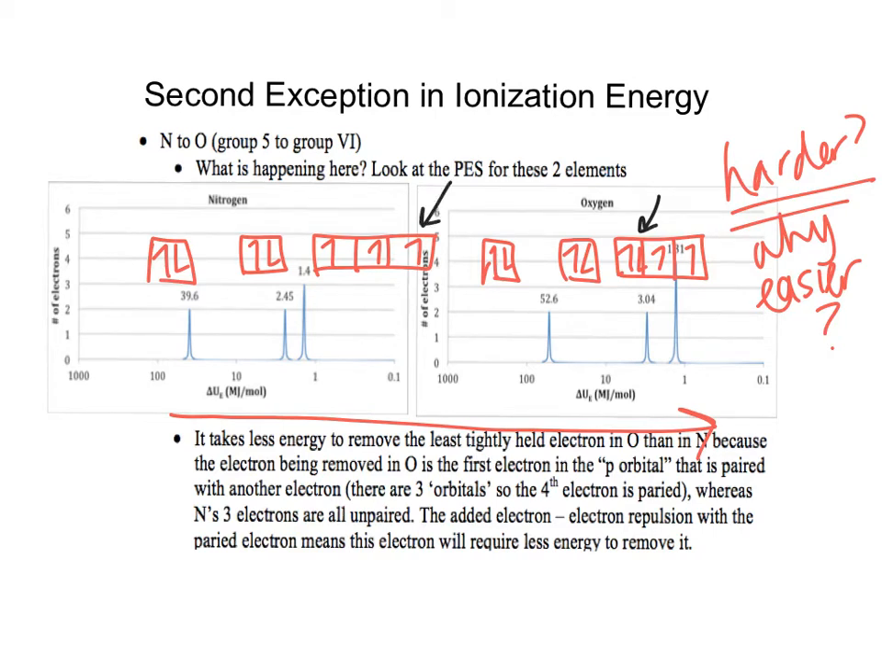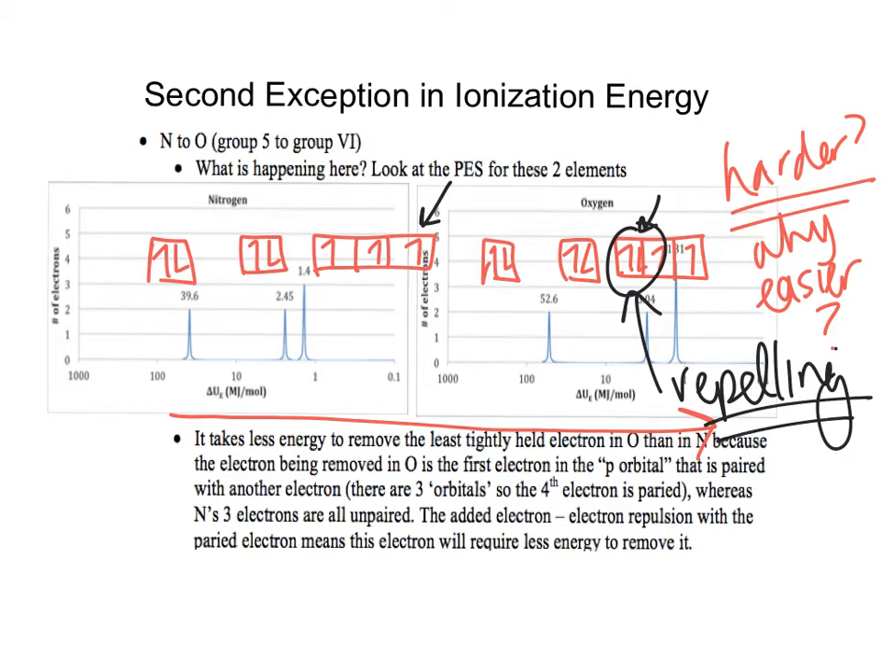Well, this has to do with the fact that electrons are negative and they don't like each other. So if you look in that particular orbital, there are repelling forces. Because there are repelling forces, it's going to be easier to remove that electron than it is to remove this happy orbital hanging out in a half-filled orbital. So this repelling force that exists between these two electrons makes it easier to remove the last electron in oxygen.